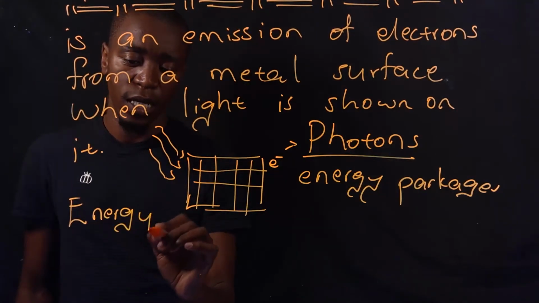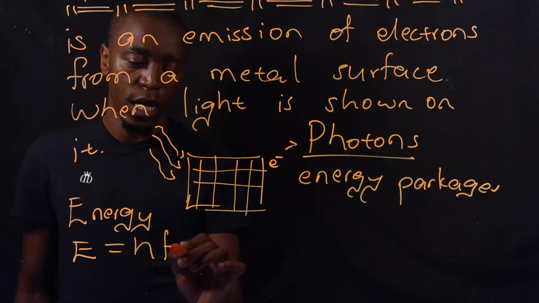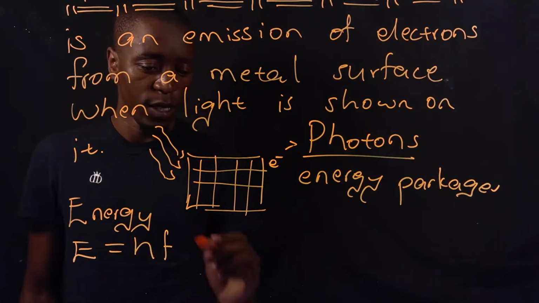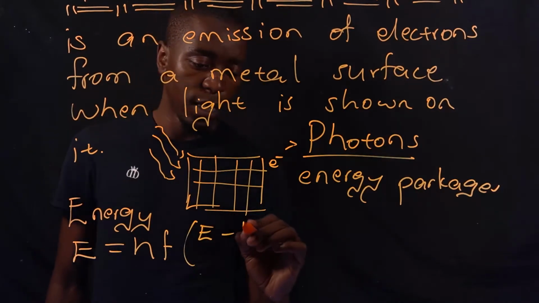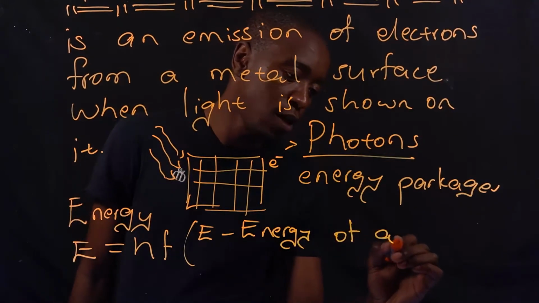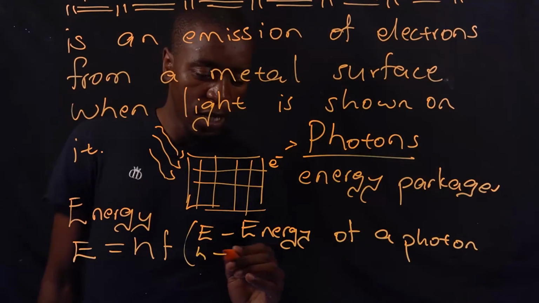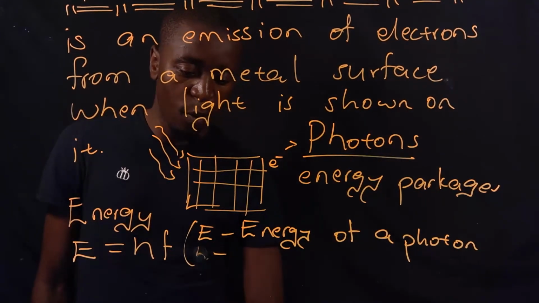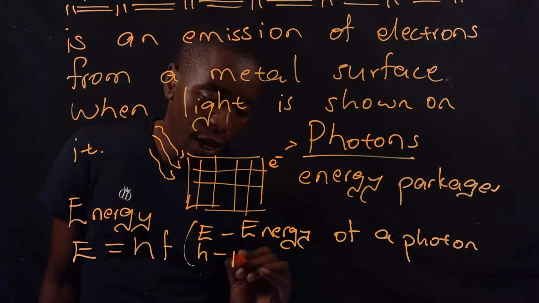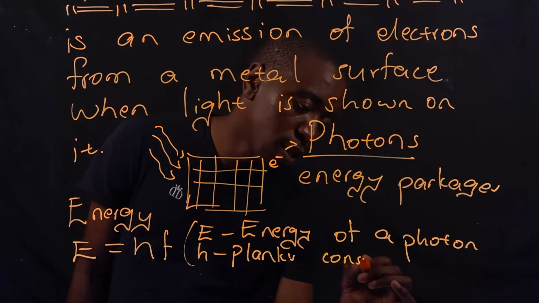When we calculate energy, what do we do? Here we have E equals hf. The energy of a photon is equal to Planck's constant multiplied by frequency. This means E is the energy of a photon. Then h, a proper h, is Planck's constant.